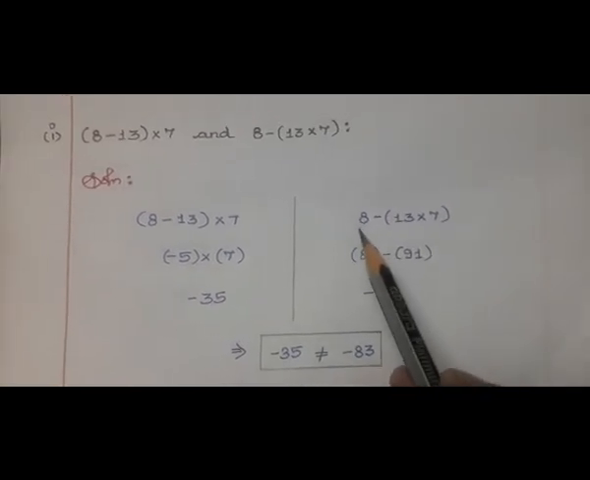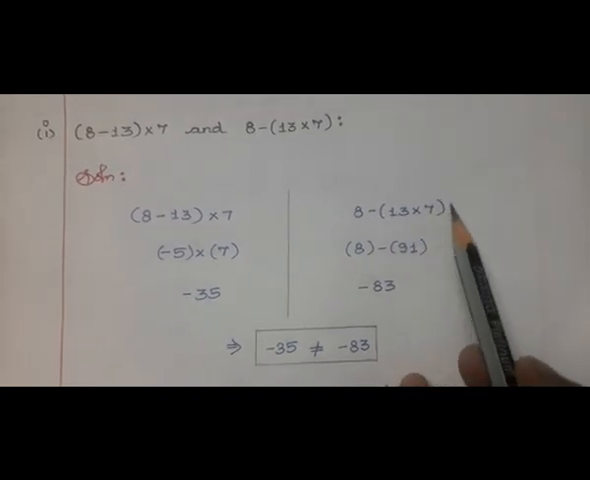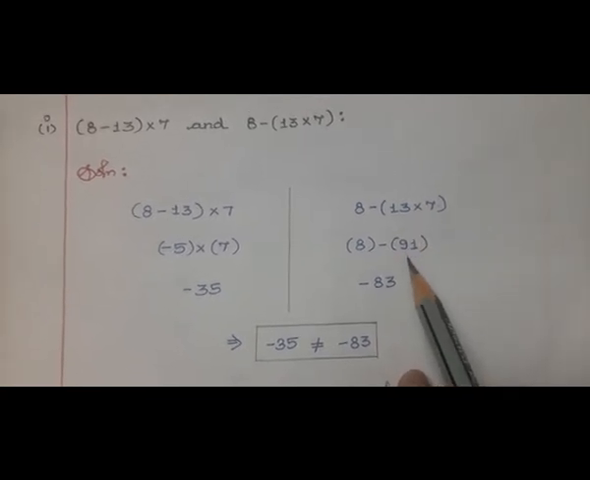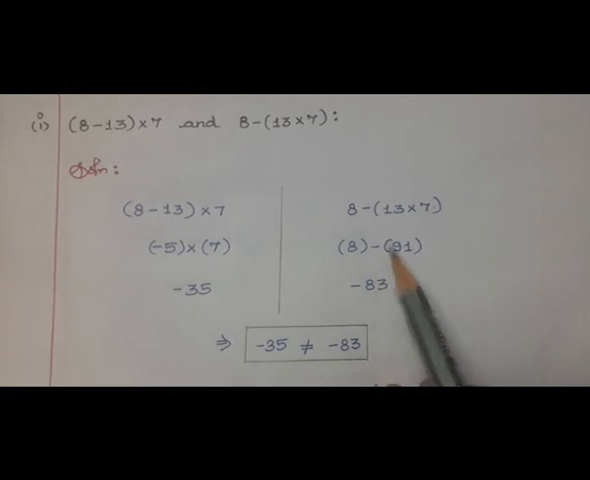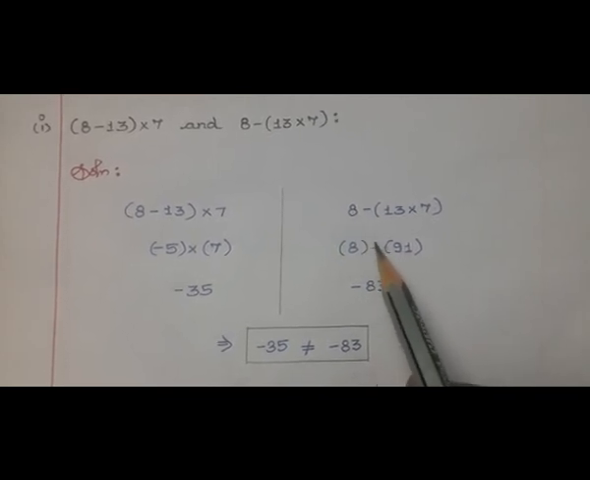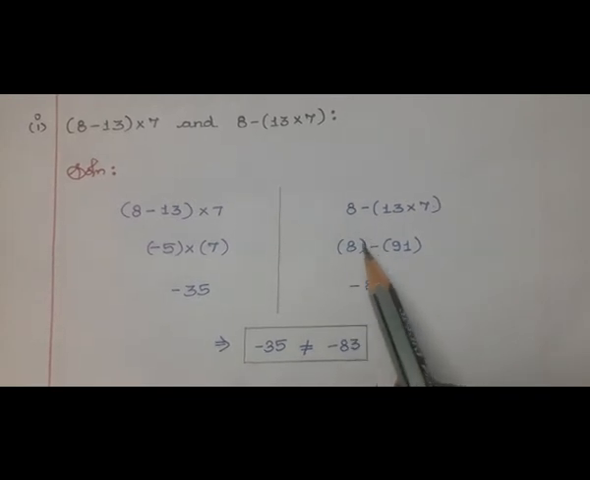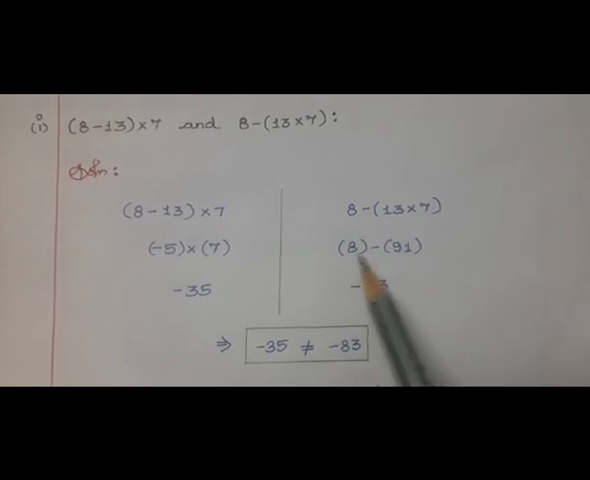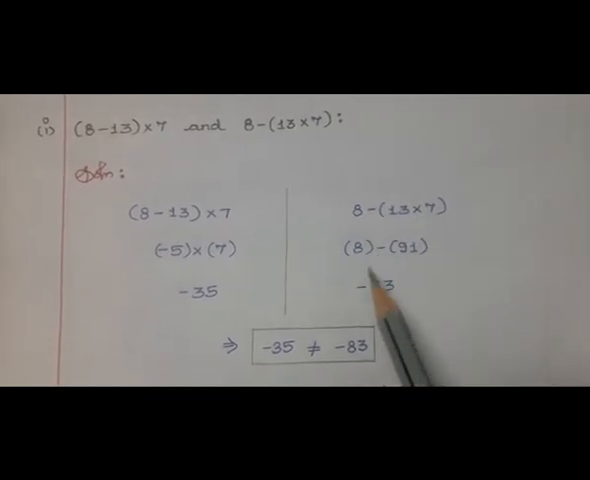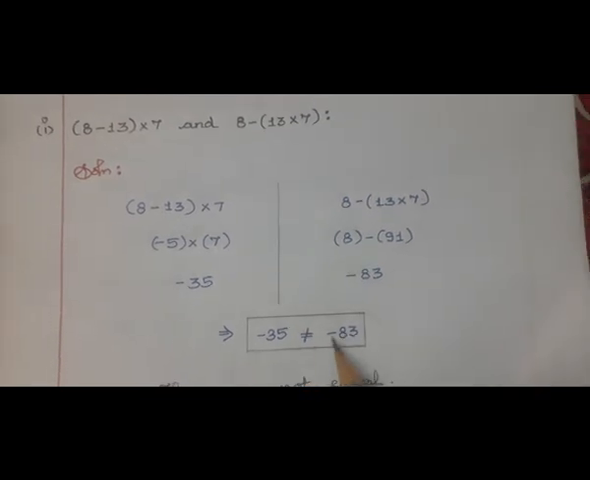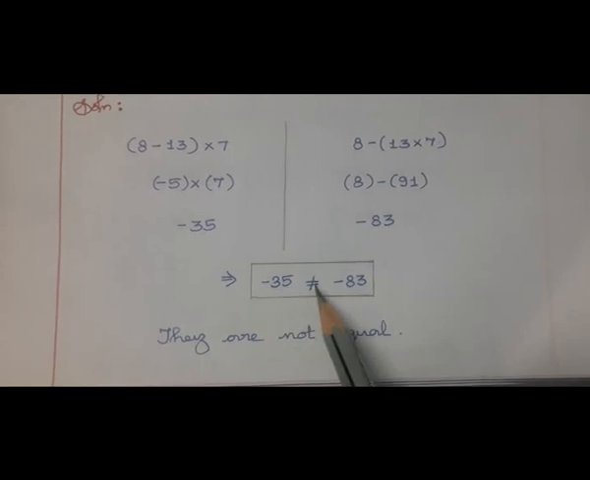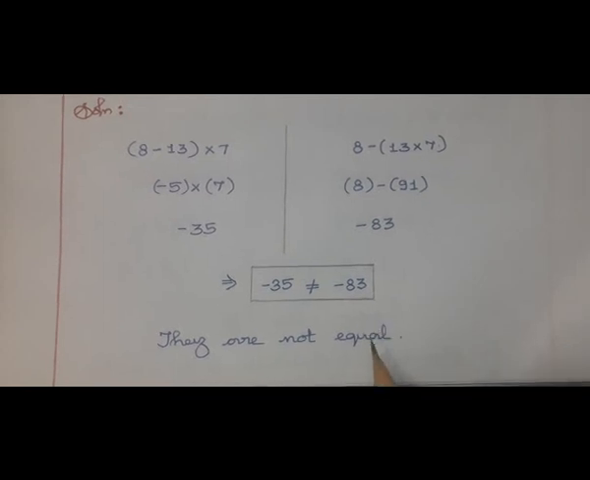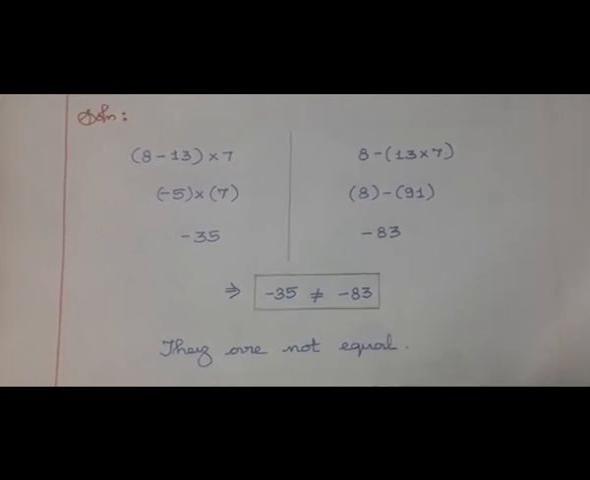Here in the next section, 8 minus 13 into 7. Multiply the integers inside the bracket. 13 into 7 is 91. So 8 as it is, 8 minus 91. So it is subtraction of integers. In subtraction of integers, if the signs are different, here it is plus and here it is minus, what you have to do? Subtract. 91 minus 8 is 83, and the biggest number's sign is minus, put as it is. Check both the answers, both are not equal, that is minus 35 is not equal to minus 83. Therefore, they are not equal. Since they are not equal, we don't have any property for this.